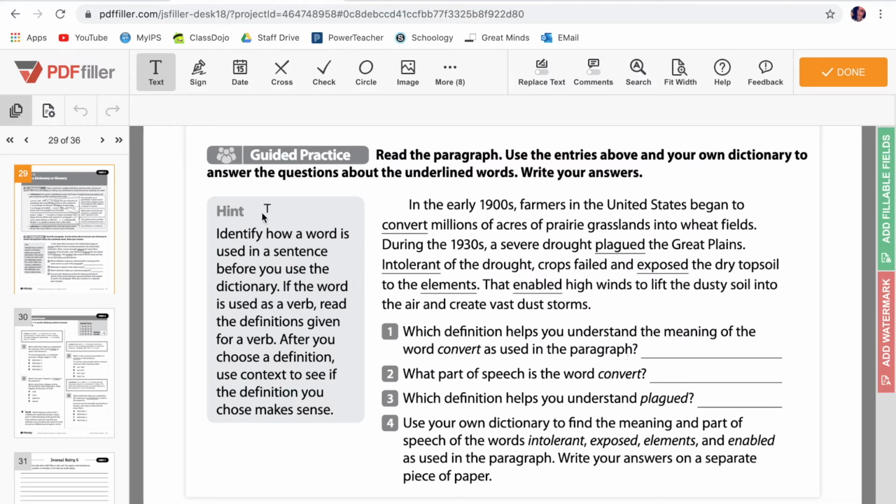But it says, hint, identify how a word is used in a sentence before you use the dictionary. If the word is used as a verb, read the definitions given for a verb. After you choose a definition, use context to see if the definition you chose makes sense.